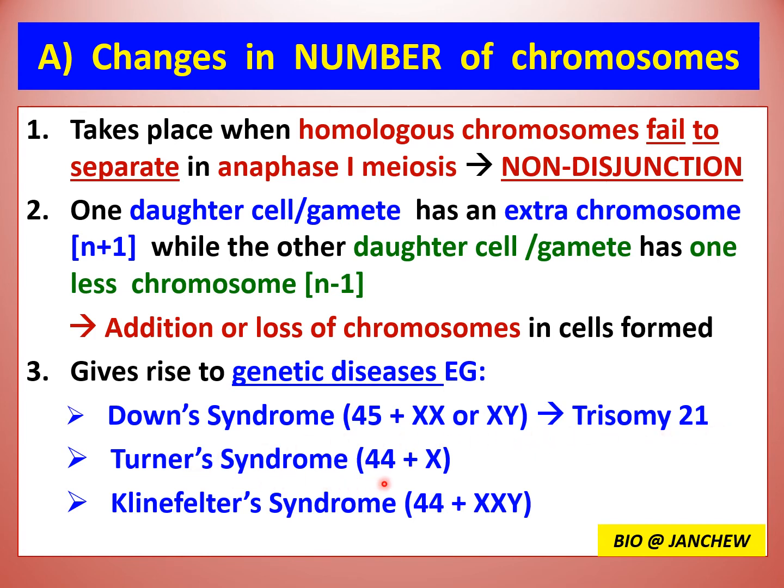For Turner syndrome, the number of chromosomes is 44 plus X. Sometimes it's written as 44 plus XO. That means lacking one sex chromosome. For Klinefelter syndrome, the number of chromosomes is 44 plus XXY. That means there's an extra sex chromosome. That is, the extra chromosome is the X chromosome. Instead of having one X chromosome, there are 2 X chromosomes. So altogether, there are 3 sex chromosomes instead of 2.